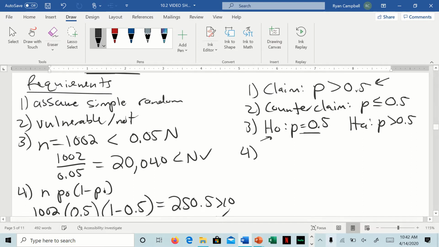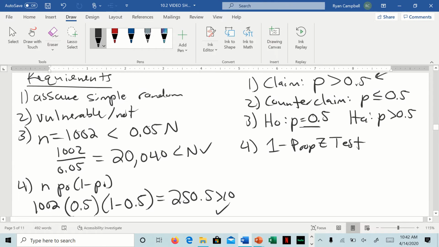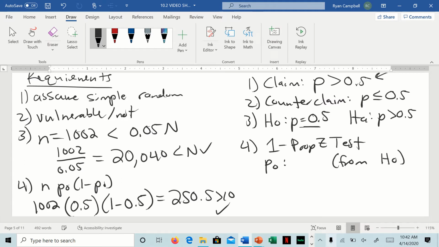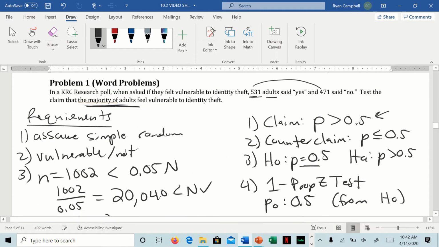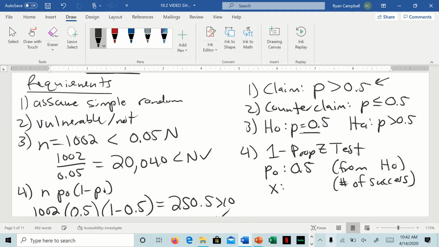So number 4, what test are we doing? Since it's a proportion, and we're testing a proportion, we're going to do 1 prop z-test. All right, so we got p naught. P naught, like we already said, comes from H naught. So we're going to put 0.5. Then we get X. So X is going to be the number of people. Another way to say it, number of successes.